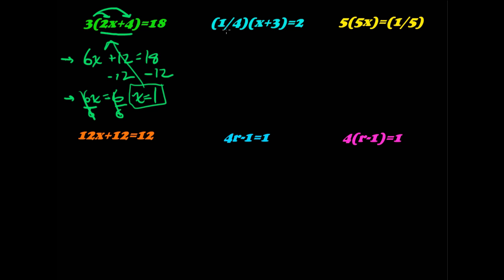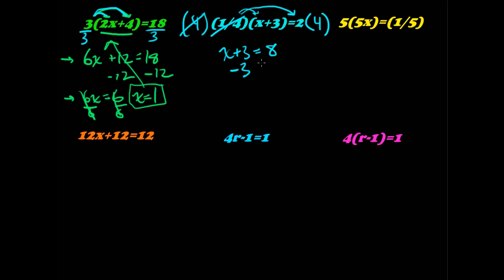Next problem, we have 1/4 times x plus 3 equals 2. And notice we could distribute through, but I want to show you another example. Like here, we could have also divided each side by 3 to remove this term here, since it's going to be distributed through anyway. So here we can simply multiply each side by 4, and this 1/4 and this 4 will cancel, and we're left with x plus 3 equals 8. Then we could subtract 3 from each side, and we're left with x equals 5.